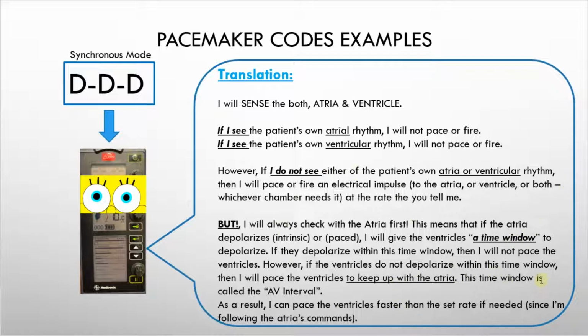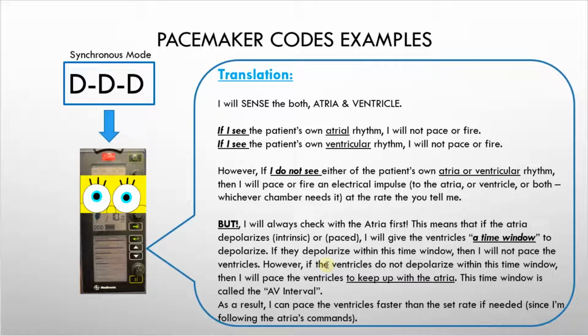And this time window is called the AV interval, which is one of the settings that we must check in the pacemaker on the bottom screen. Okay, in this mode the ventricles always have to check up with the atria because they need to keep up with the atria. And one of the biggest differences is that if the atrial beat is faster, because remember the atria is where we have our SA node, which is our normal pacemaker in the body.